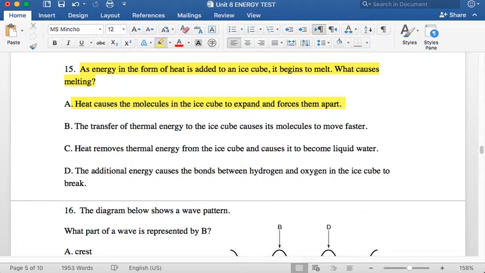A, heat causes the molecules in the ice cube to expand and forces them apart. B, the transfer of thermal energy to the ice cube causes its molecules to move faster. C, heat removes thermal energy from the ice cube and causes it to become liquid water. D, the additional energy causes the bonds between hydrogen and oxygen in the ice cube to break.